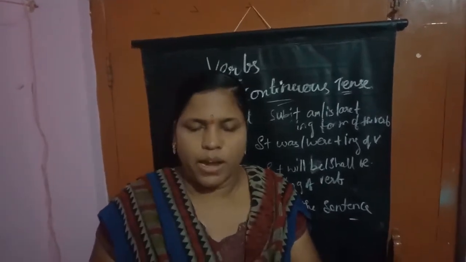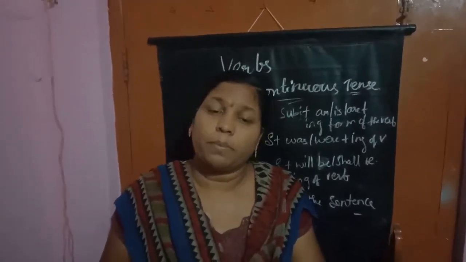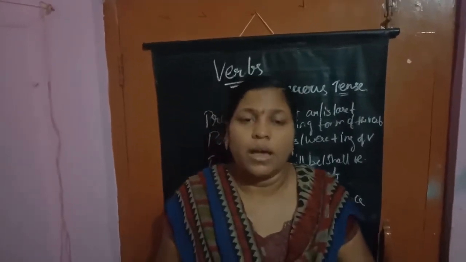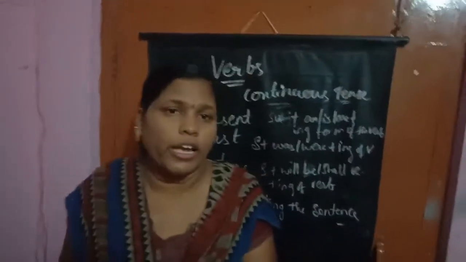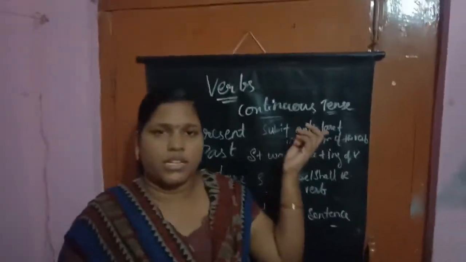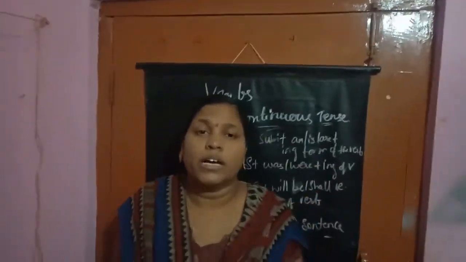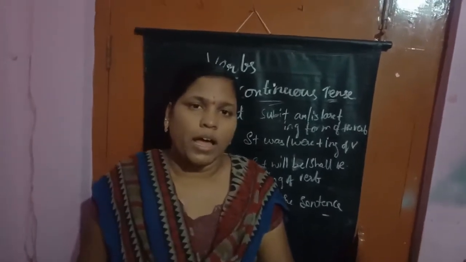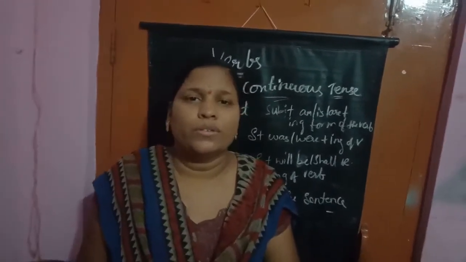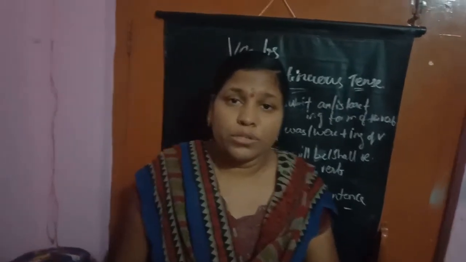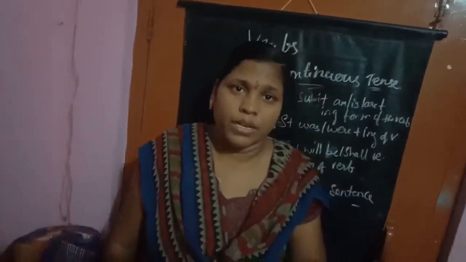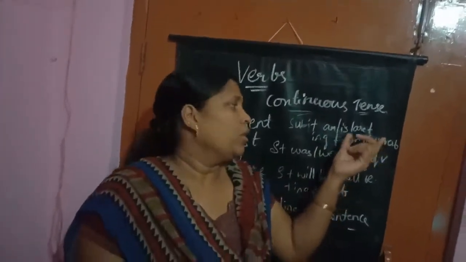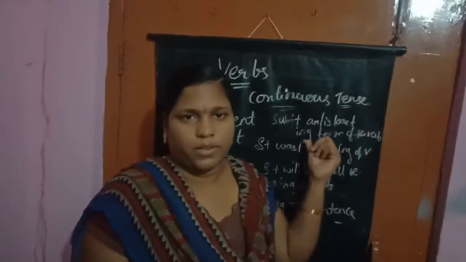Same as it is, we have the present continuous tense, past continuous tense, future continuous tense. But when we are using not, N-O-T, after the auxiliary verb, then it is in the negative form. Yes, children. I'm not going to work. I'm not going to write. Here, I am not, it is a negative form. Going is a verb. Yes?